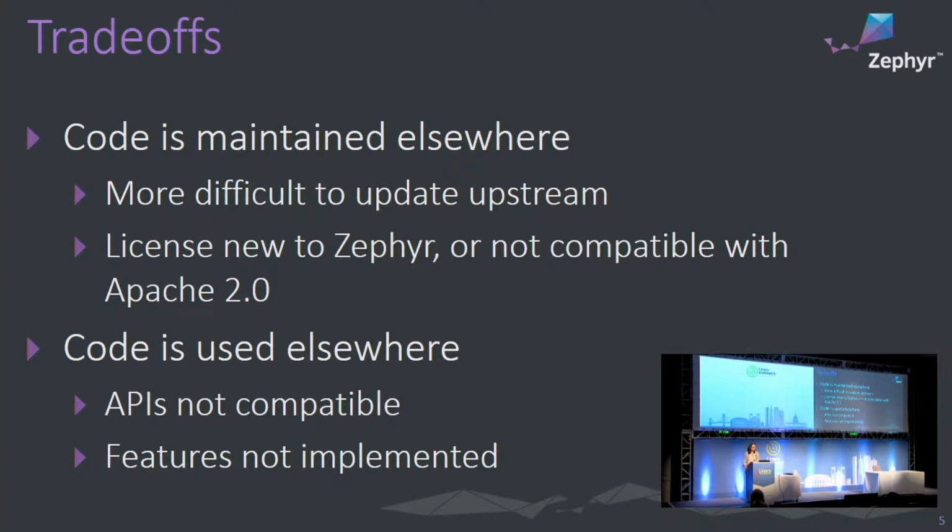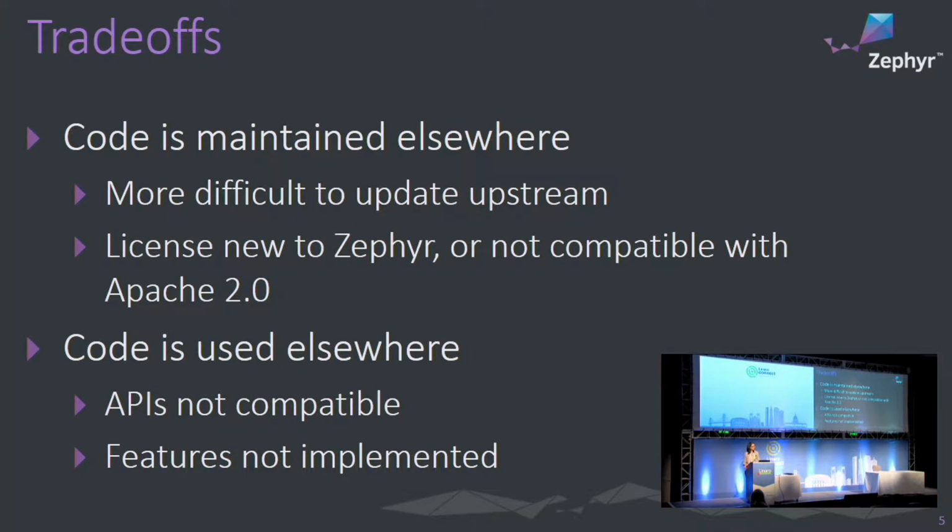So in the previous slide, I said the code is maintained elsewhere, and there are some benefits to that, but there are also some trade-offs to that. I think the most obvious one is, if we find an issue, if we find a bug, it's a bit more difficult to upstream and fix that bug.